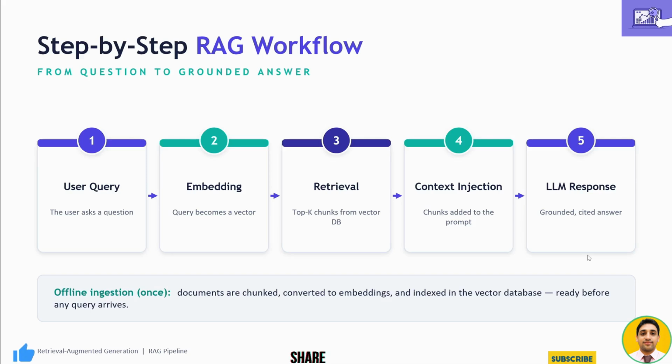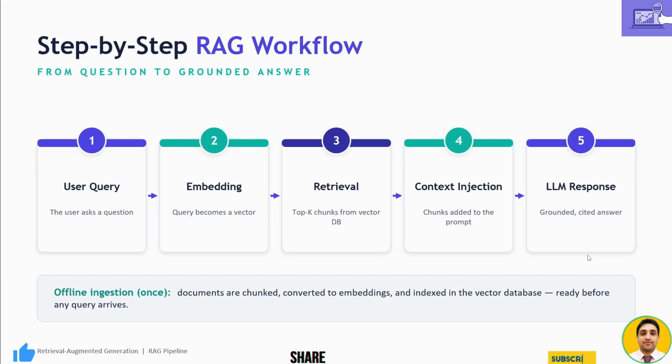Step 4 is context injection. These retrieved chunks are then added directly into the prompt that will be sent to the language model, essentially giving the model extra reference material to work with before it responds.